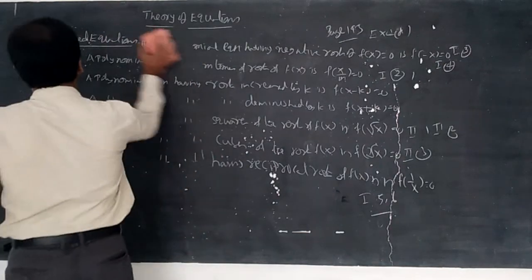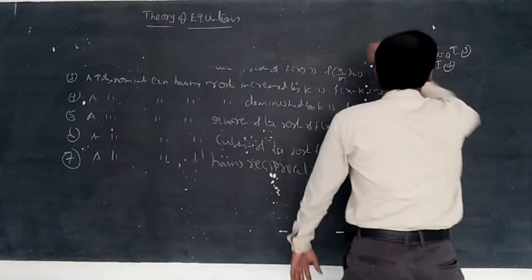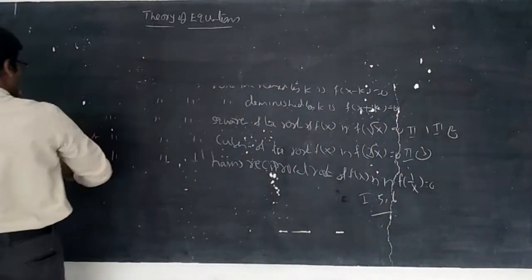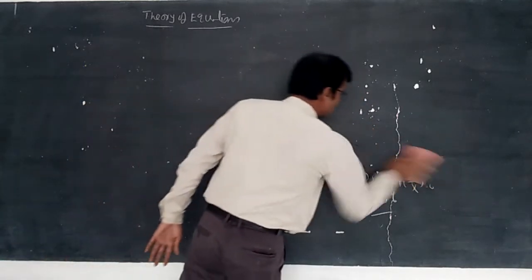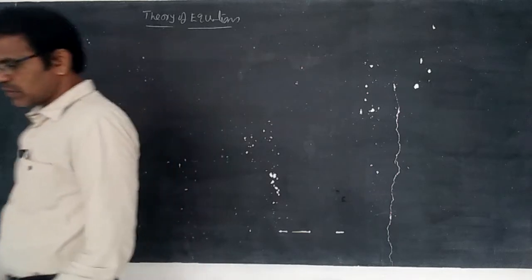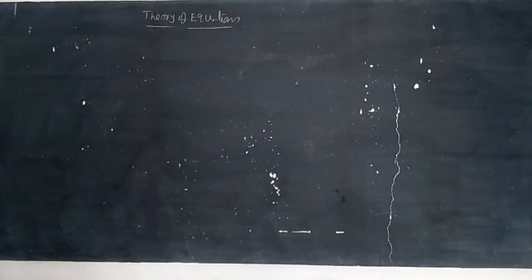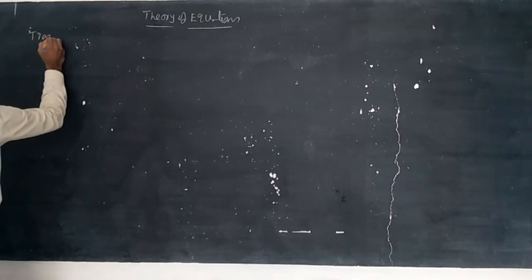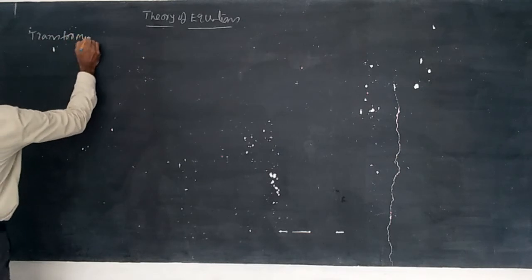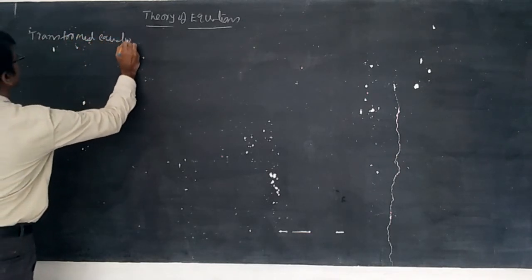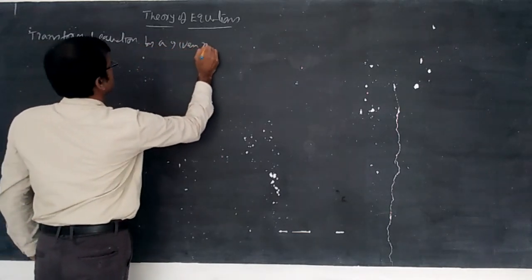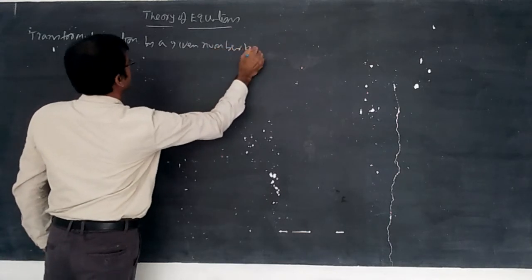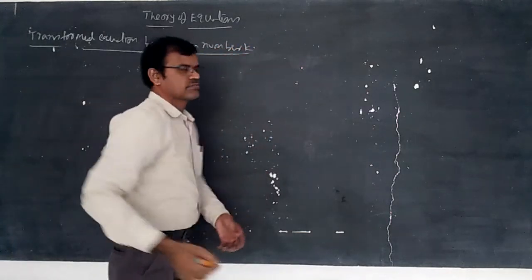Next one, transformed equation whose second and third coefficient is offset, or transformed equation by a given number. Two methods are there. Transformed equation by a given number k. This is the method.